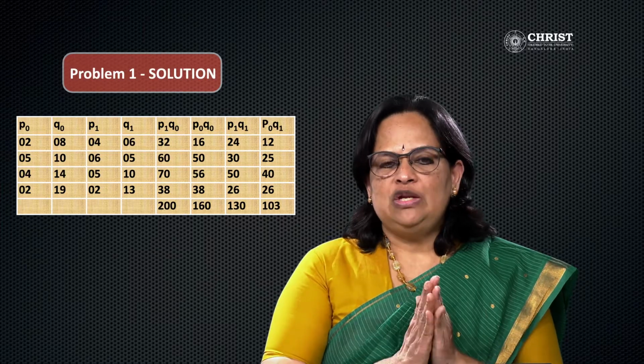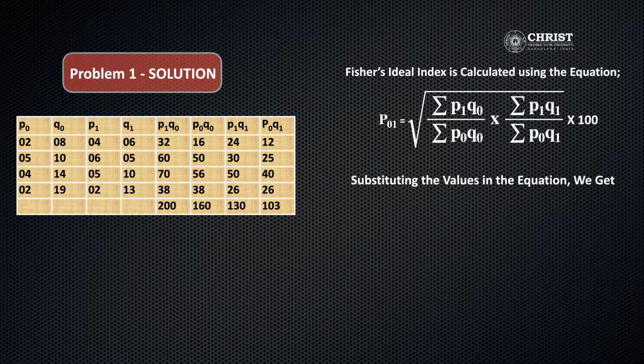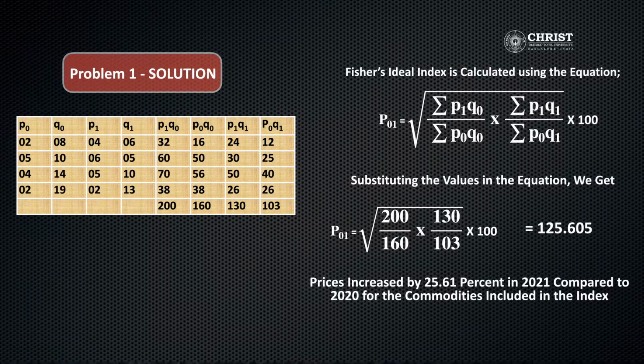Now we have to substitute the values in the equation. You know that our equation is root of sigma P1 Q0 divided by sigma P0 Q0, into sigma P1 Q1 divided by sigma P0 Q1, into 100. Substituting, we get square root of 200 divided by 160, into 130 divided by 103, into 100. So you will get the index value as 125.605.